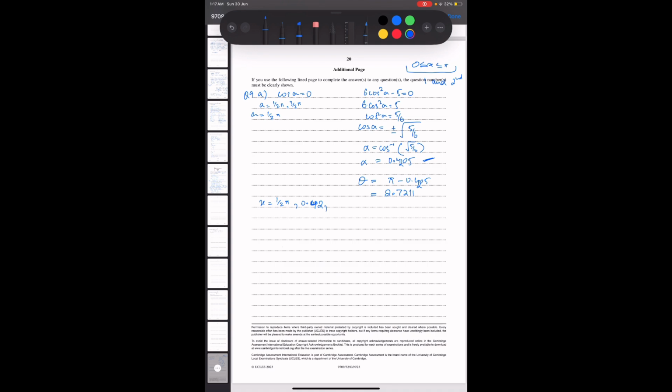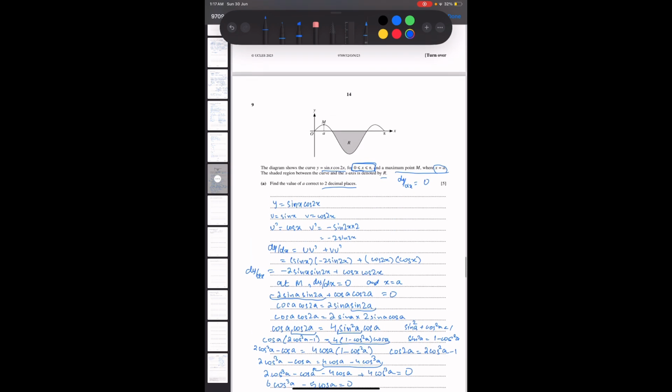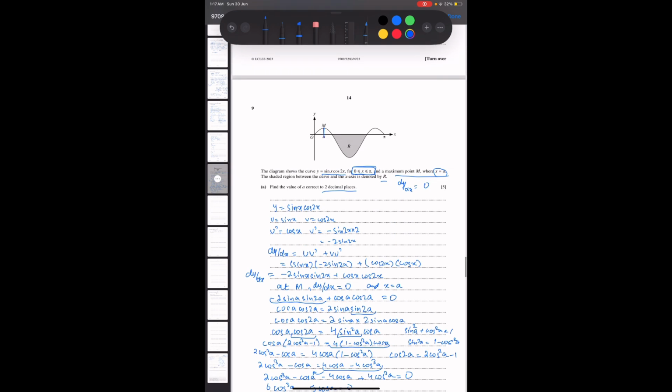0.42 and 2.72, right? But according to question number 9, a can only have one answer. So the answers were x is equal to half pi, 0.42 and 2.72. Let's check what is half pi. Half pi is equal to 1.57. So we can see that a is closest to 0, right?